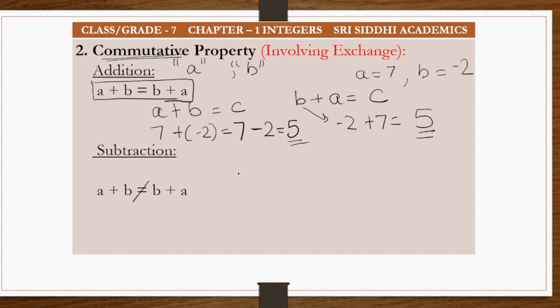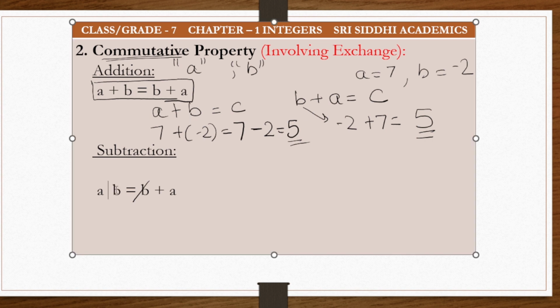Let's go with the same value or different values. Okay, here we need to change the sign. Wrong sign has been given. We'll just change it here. Not subtraction, here the sign should be minus. a minus b is not equal to b minus a, right?